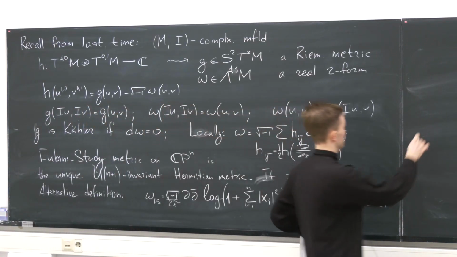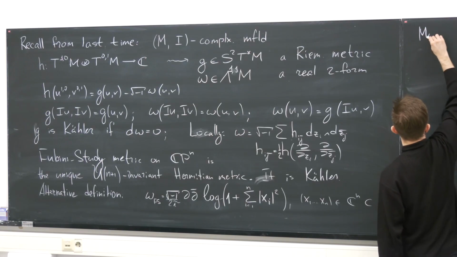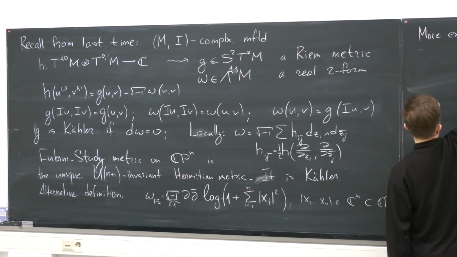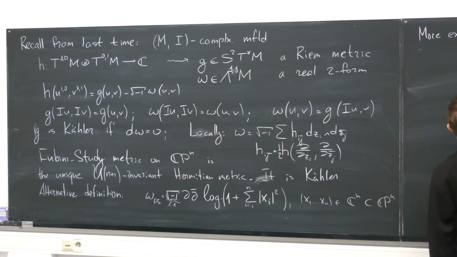And so, more examples, how to construct more examples. First, if we have a complex submanifold N inside a Kähler manifold M, then we can restrict our two-form to N.